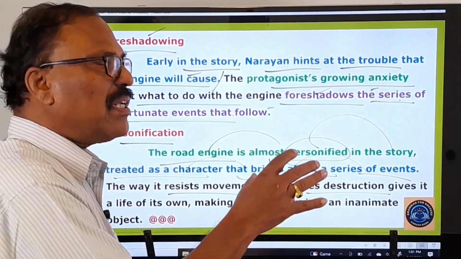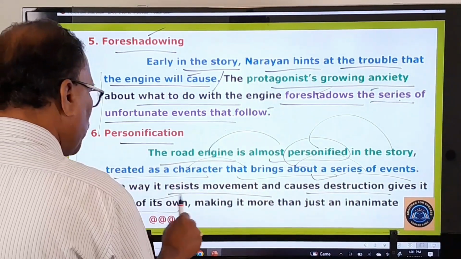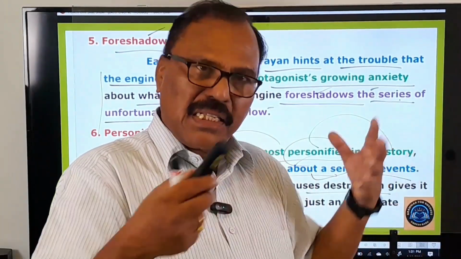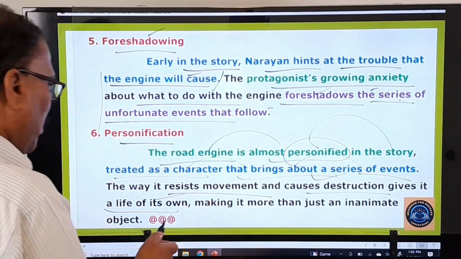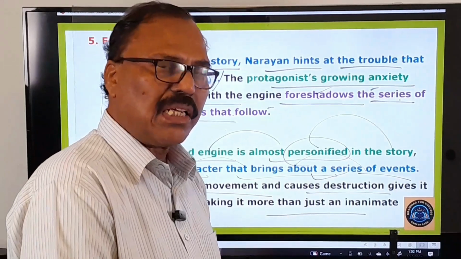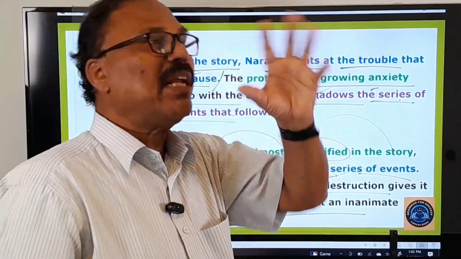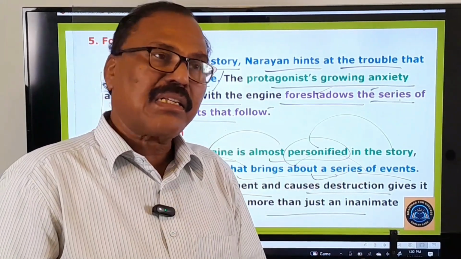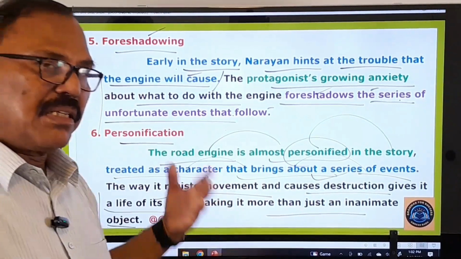And you know very well, the road engine refuses to move, and it causes destruction and gives it a life of its own. And just like you can say some person who doesn't want to move from his place, it is in that way it's personified. కదిలిస్తే కదలదు, దానివల్ల నష్టం కలుగుతుంది. So it's just like a human being, making it more than just an inanimate object. So it has done all these things just like an animate object. Animate means having life. ప్రాణం ఉన్నదాన్ని animate అంటారు, ప్రాణము లేనిదాన్ని inanimate అంటారు. Though this road engine is an inanimate object, it has done all these things just like an animate object. So therefore in this way we can say this road engine is personified, right?